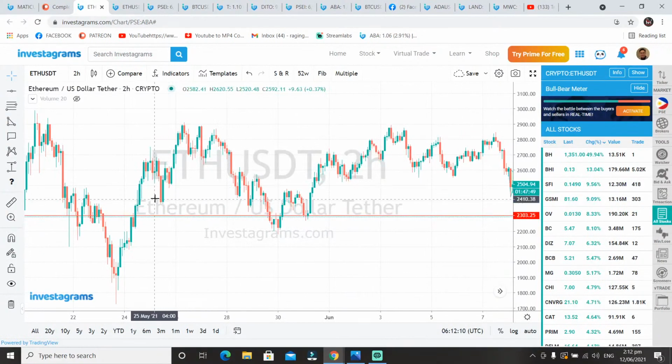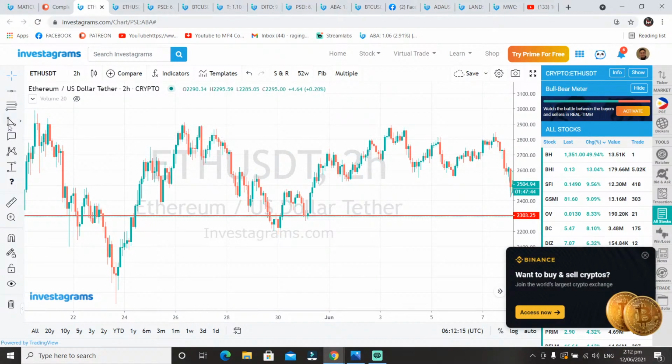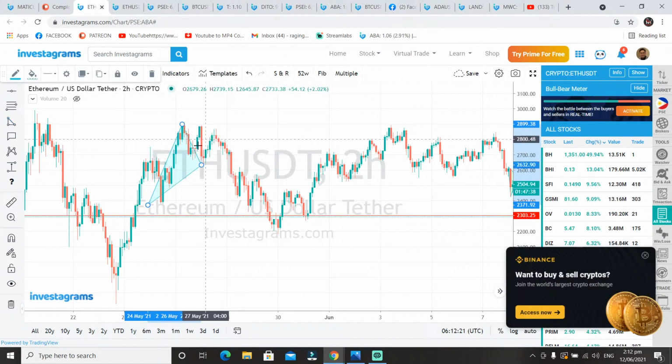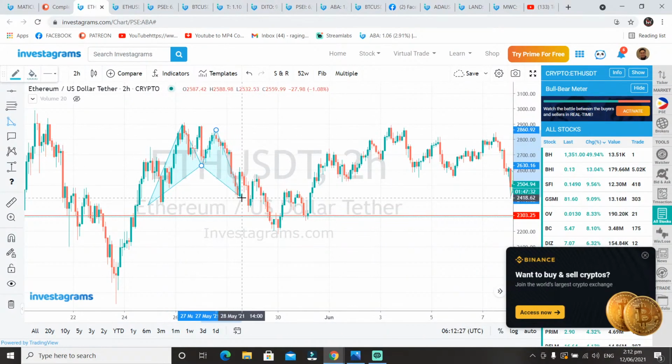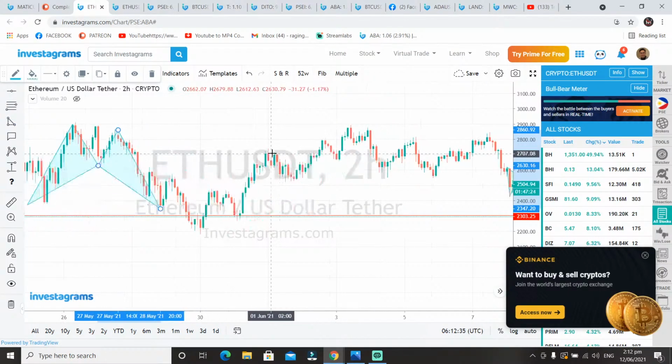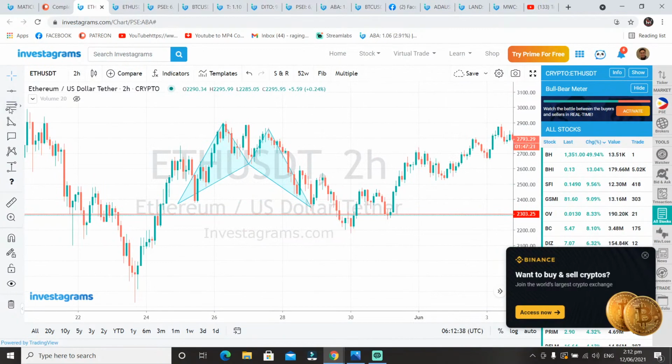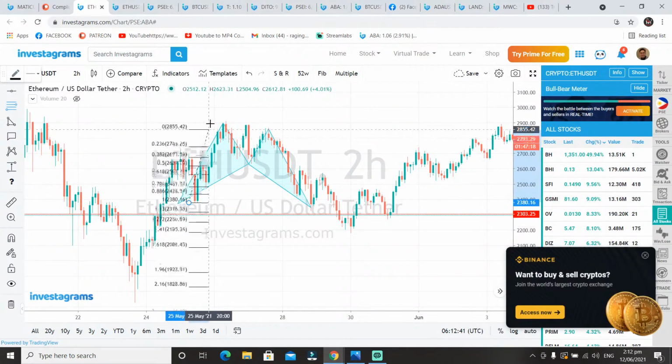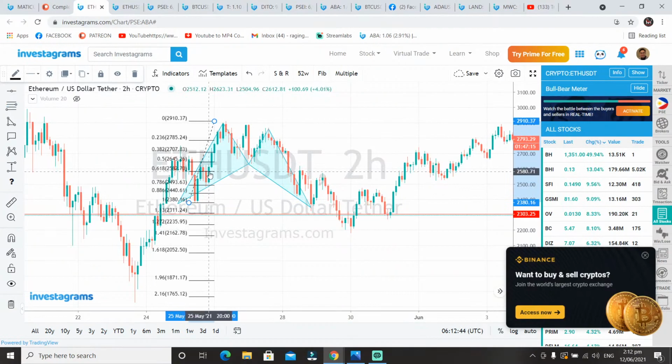For example, we have X, A, B, C, then D. I think this is one completed pattern. So X, A, then B, then C. As long as our C, as I've said, doesn't touch this one, that's okay. Then D usually is before the end or it can even go lower. So what's this? Is this a Gartley pattern? Let's see, from this point up to this point, did it touch at least 61%? No, it didn't, but this is for another pattern because it touched 50%.